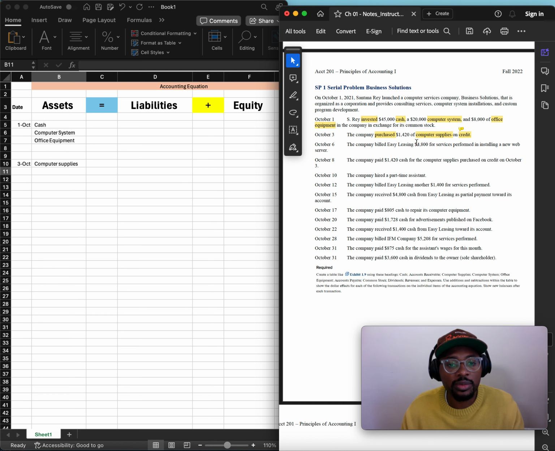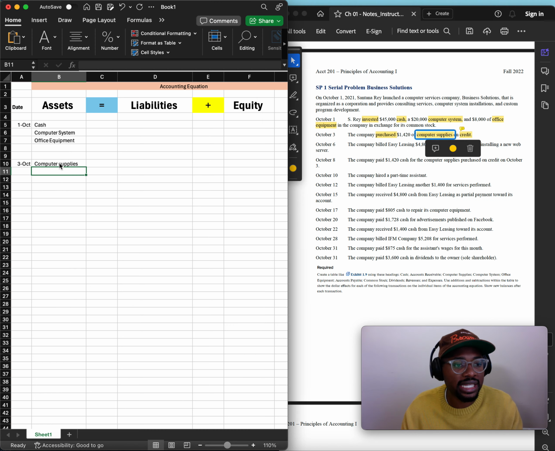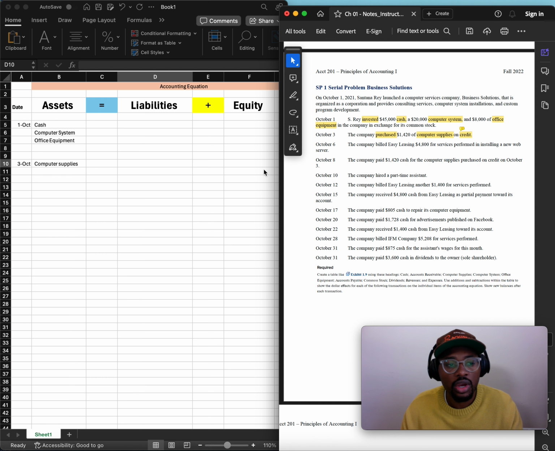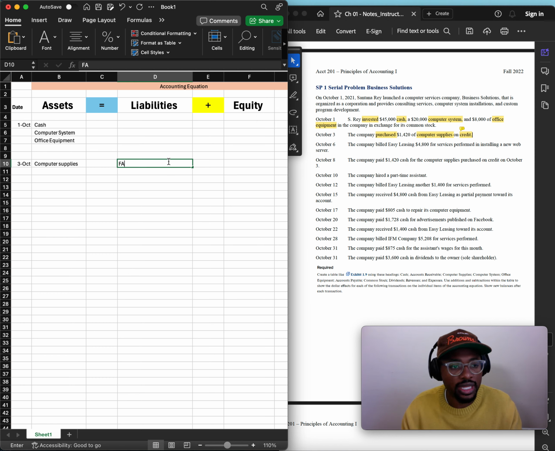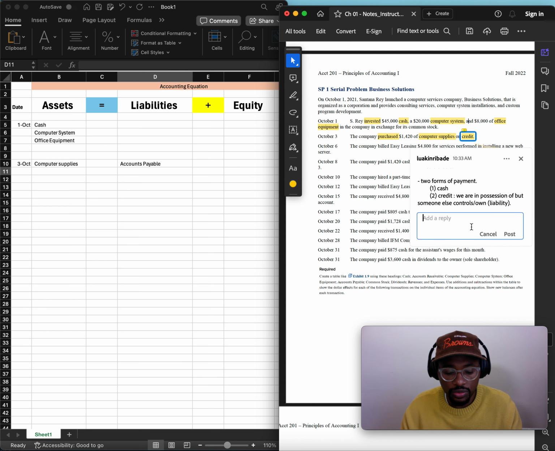Okay. So going back to the problem, we purchased computer supplies. So that's something that we own, right? So we're in possession of it. So we can call that an asset because we're in possession of it. But we also have to recognize the fact that someone else controls it, which is a liability. So we call that, I want to write that down, accounts payable. Whenever you see a credit, it usually refers to, so credit usually equals accounts payable.